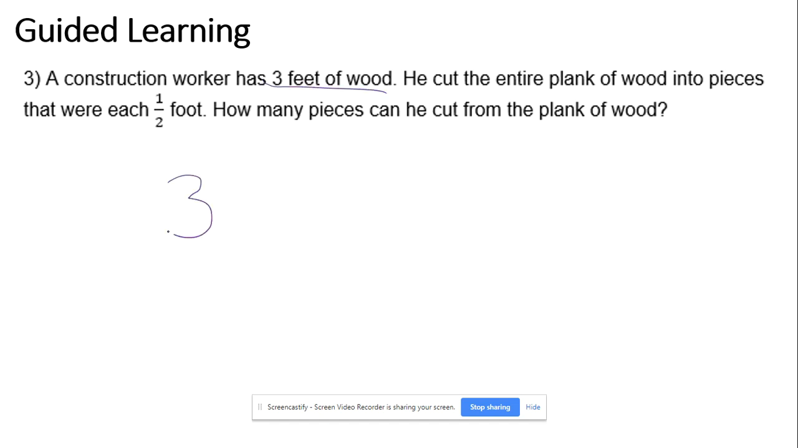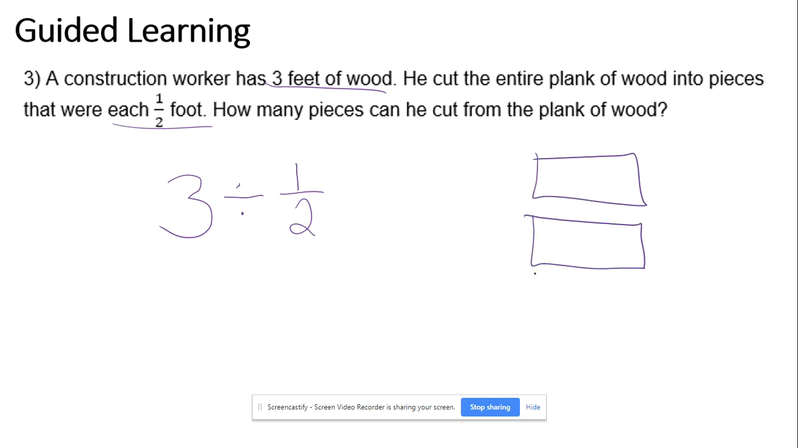Starting with 3 feet of wood. He says he's cutting the entire plank of wood into pieces that were each 1/2 of a foot. So that means that we're making the same exact size pieces. So we're going to be dividing, and each piece of wood is going to be half of a foot. So let's start by drawing 3 planks of wood to represent the 3 feet. And each plank is going to be cut into 1/2 of a foot. So we're going to cut each one in half. Let's see how many half feet of wood we have. 1, 2, 3, 4, 5, 6 pieces. So we know that the construction worker can cut 6 pieces from the plank of wood.